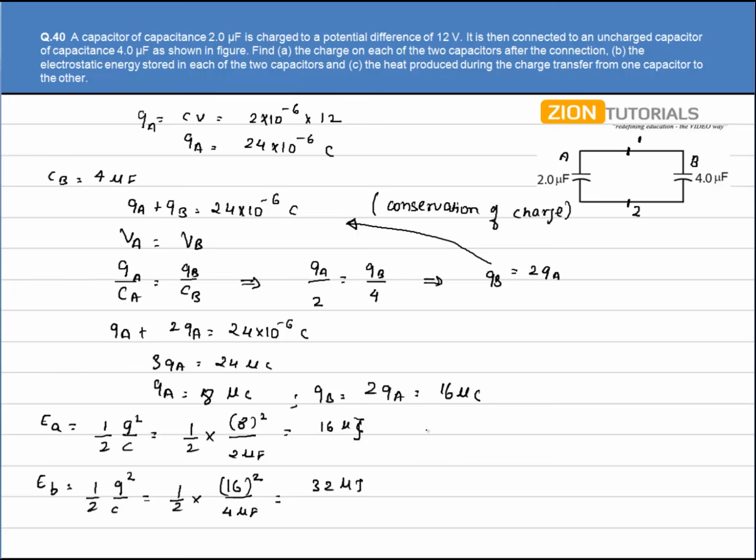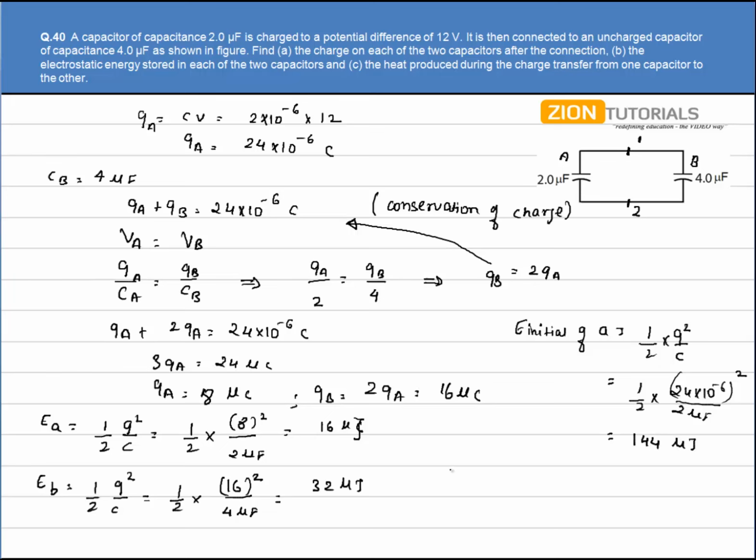The third part is we have to calculate the heat produced during the charge transfer from one capacitor to another. For that we'll use the conservation of energy. Let's say the initial energy of A, when it was not connected to any other capacitor, was having a charge of 24 into 10 to the power minus 6 coulomb. So I'll use the formula half of Q square by C to calculate the initial energy of capacitor A. That is half of 24 into 10 to the power minus 6 whole square divided by capacitance, that is 2 microfarad, and the answer comes out to be 144 microjoules.